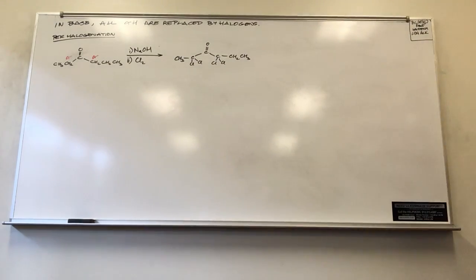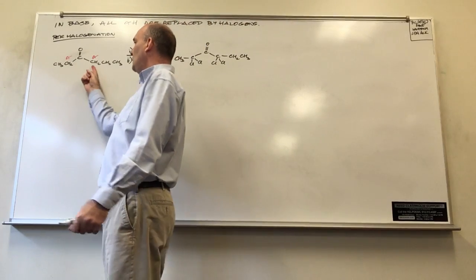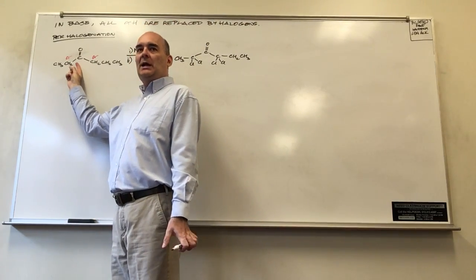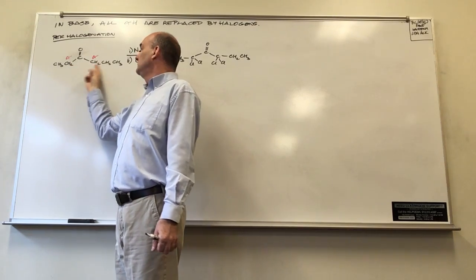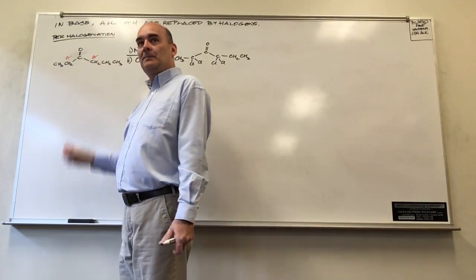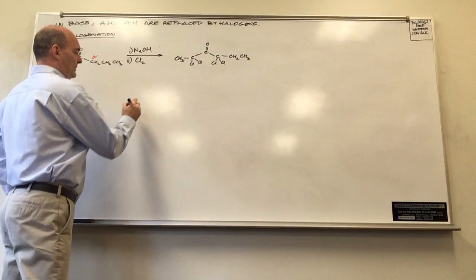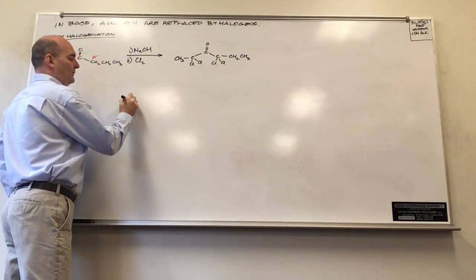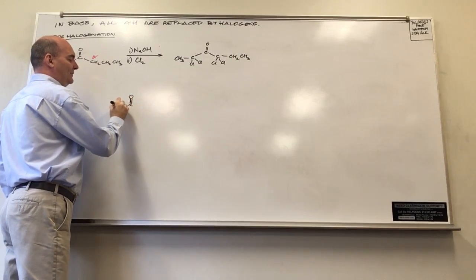Alpha just corresponds to how many positions away from the carbonyl am I? How many positions away from my functional group? Alpha, beta, gamma, delta, epsilon, blah, blah, blah. Do you know what happens when, here's the functional group. It can be a carbonyl, or it can be an acid, or it can be an ester.